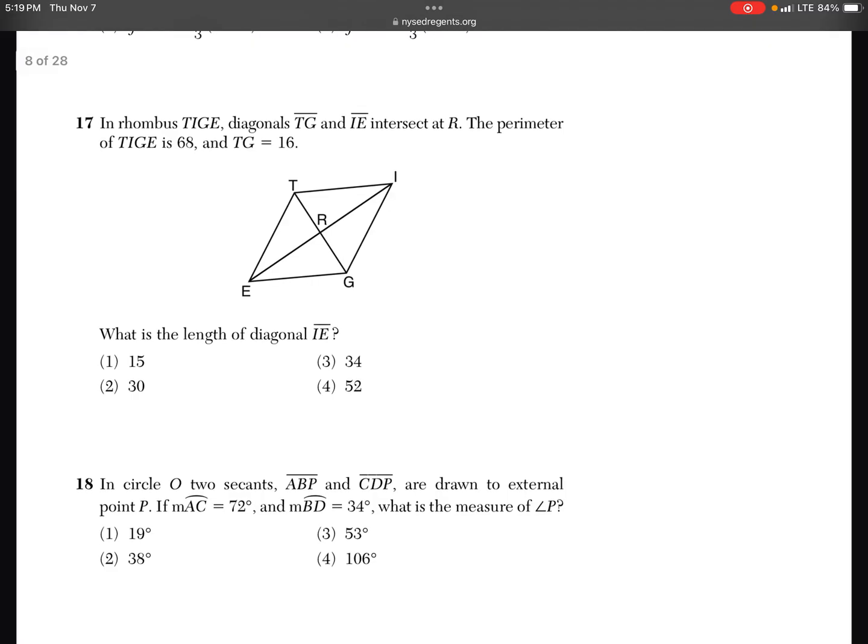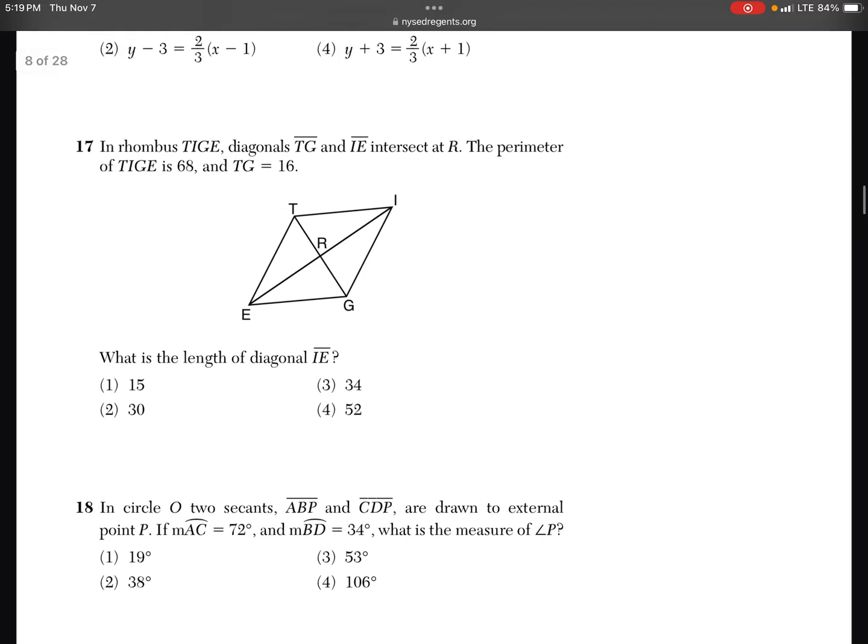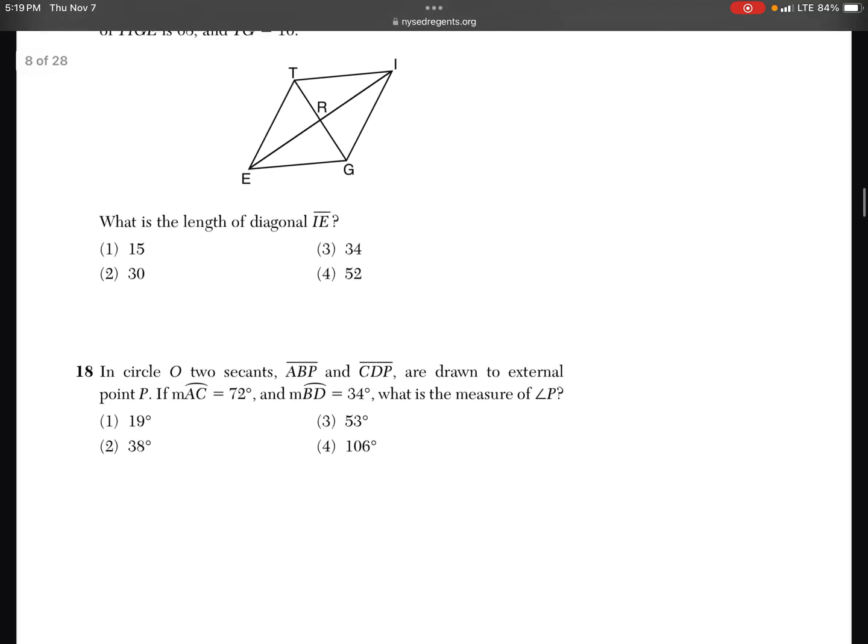Number 17, in rhombus TIGE, the diagonals TG and IE intersect at R. The perimeter is 68, and the length of TG is 16. What is the length of the diagonal IE? Okay, TG all the way across is 16. Half of that would be 8. It's a rhombus. The perimeter of the rhombus is 68, so 1/4 of that, which would be one of those sides, is going to be 17, so 8, 17. So 15, using Pythagorean triples, would be the length of ER. So all the way across would be double that. Your answer to number 17 is 2, 30 units.